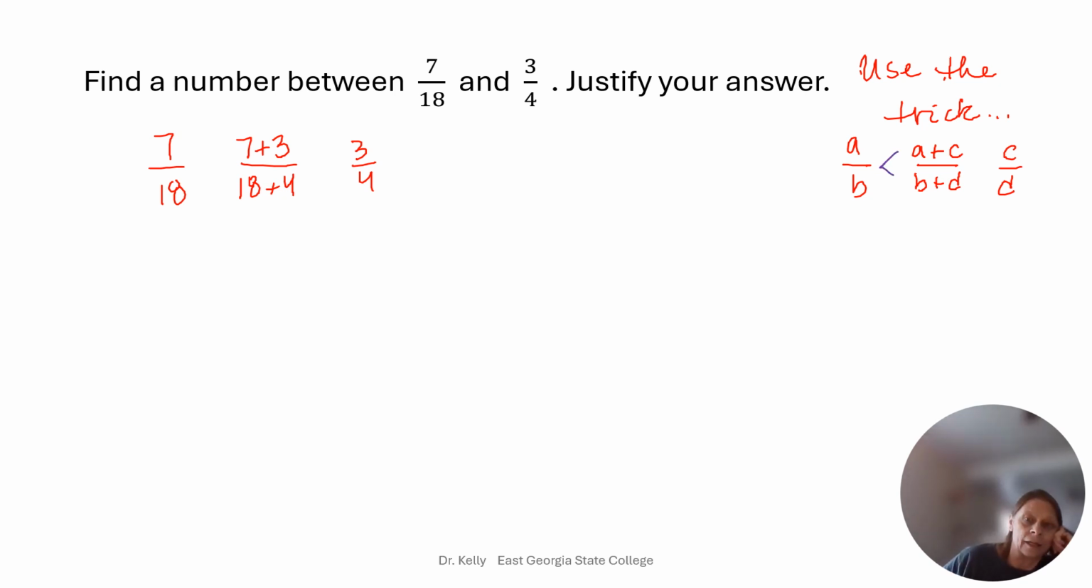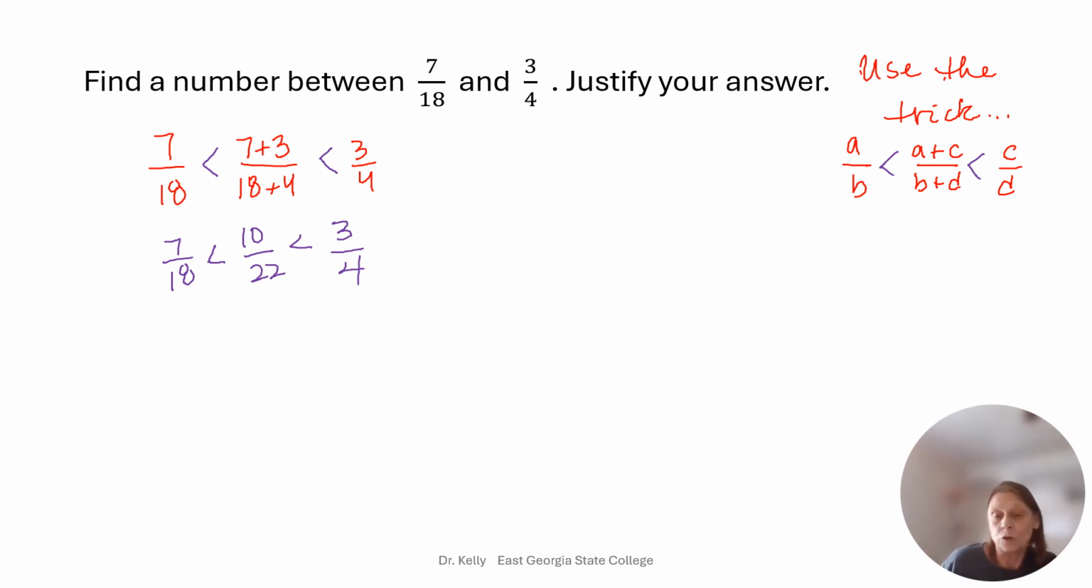Okay, so now let's see what this is. So let's just clean this up. 7 over 18 less than 10 over 22 less than 3/4. Now, we could trust this because I told you that it works, but let's check.